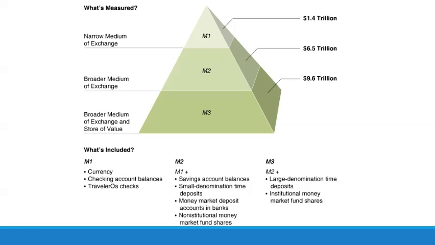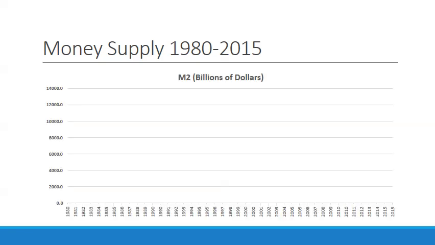So you'll notice what's included in M1: currency, checking account balances, and traveler's checks. Whereas M2 are the savings accounts, the small time deposits, these types of things. And then M3 are the large denomination time deposits, for example, like we said, very large CDs over a long period of time, right? And institutional money like market fund shares and different investments. So that's kind of how this breaks down. And like I said, the reality here is it's a question of how easily accessible the money is when we need it. So let's look at the money supply from 1980 to 2015.